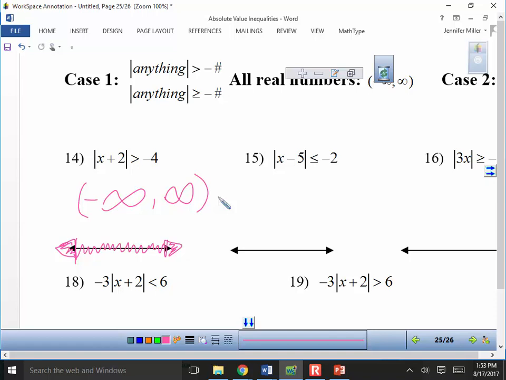Joseph. 0. If we plug in 0, that'll give us 0 minus 5 is negative 5. But what's the absolute value of negative 5? 5. So that's not going to be less than or equal to negative 2. Good try, though. That was good. Yes? Oh, I'm sorry. That was mean. That was ugly of me to trick you, wasn't it? She's absolutely right. I'm sorry, Joseph. I apologize. But I wanted y'all to try.